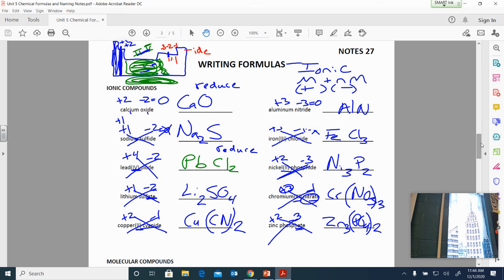That is how you write chemical formulas from a name in ionic compounds. So things that have a metal and a non-metal and are bonded together. Okay, that's it.